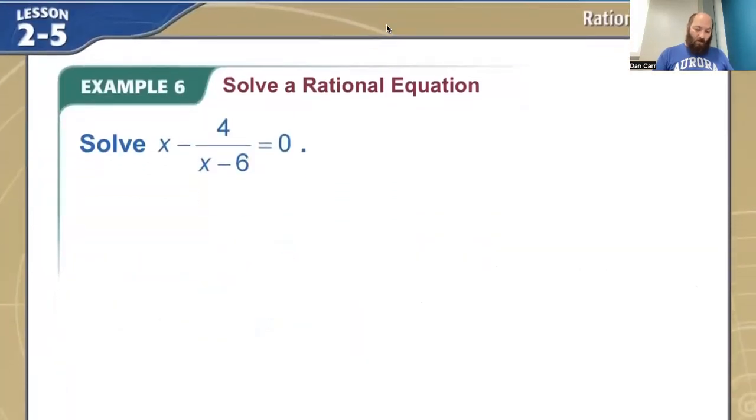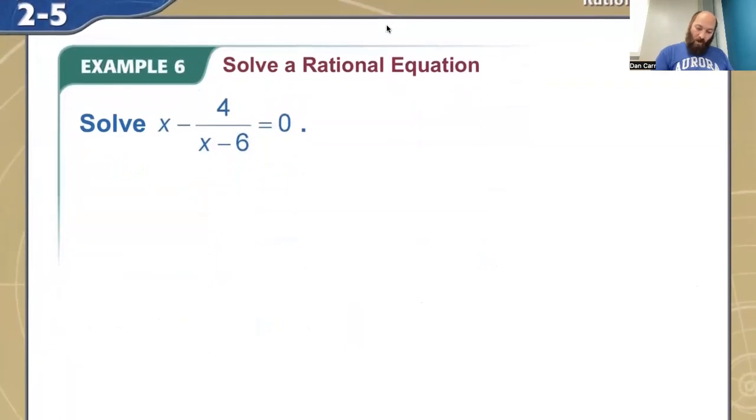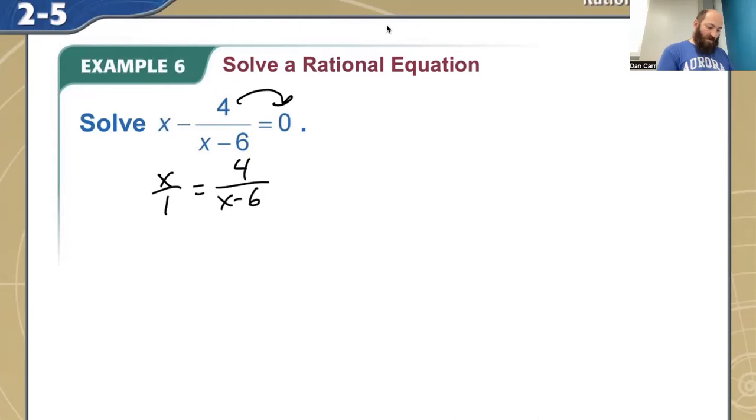So the last thing we'll talk about for today is solving our rational equations. I've got 2 examples of that. One option, if it's something like this, is I can add this rational expression over to the other side. Like this one can come over here. Let me write it this way. I want to turn it into x over 1 is equal to 4 over x minus 6. So I'm adding that whole expression over.